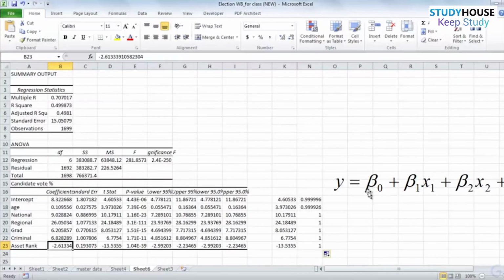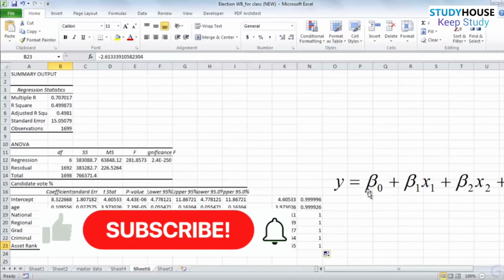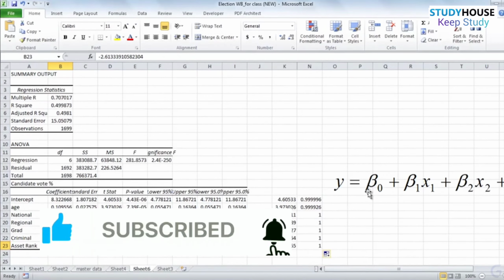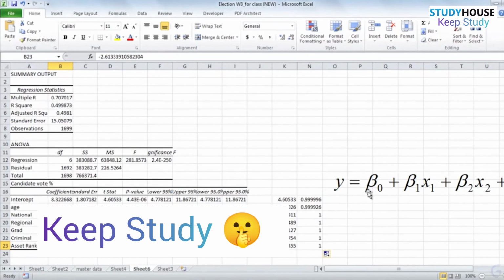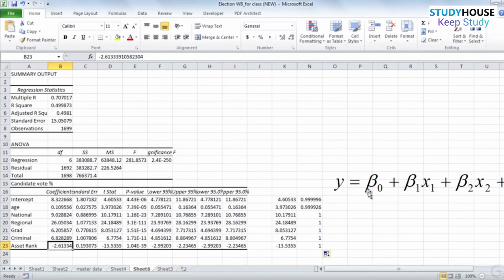A rich candidate compared to the poorest candidate who is ranked 10 is likely to get 24% more vote share. Now, how do I come to this calculation? We'll try to create some simple examples to get there. So how do we do it?